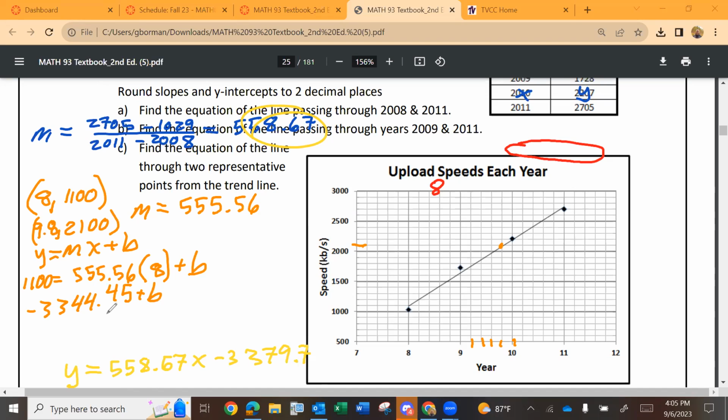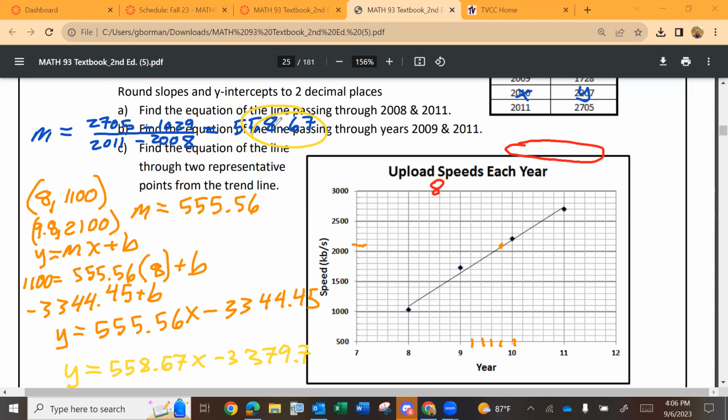So my good quality estimate of the equation of their trend line is going to be y equals the slope, the m, times x plus negative 3344.45. Clearly, the two lines are not the same, but clearly they're very close. And we used different information to get them, and therefore we got different results.